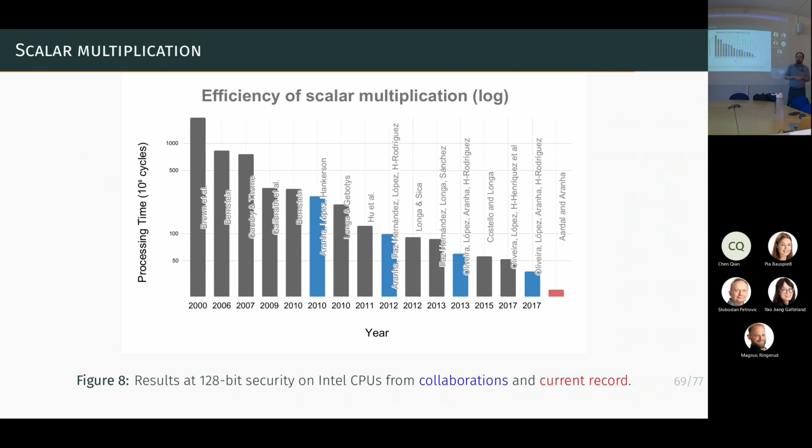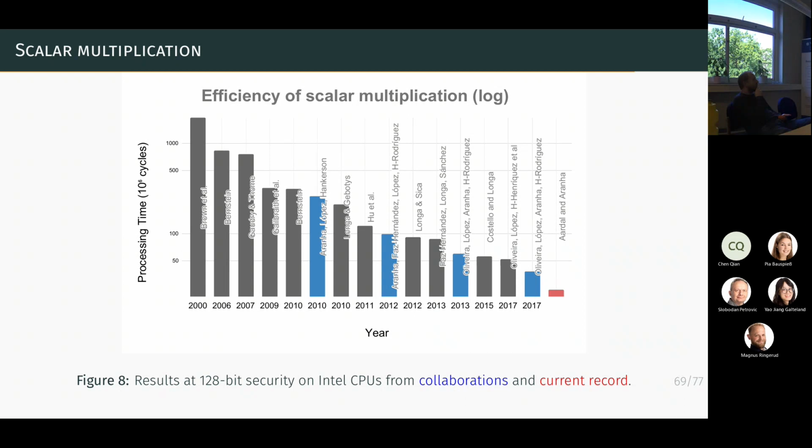So we went from more than 1 million cycles to just 24,000 cycles in less than, or more than, 2 decades, of course, 22 years. And I'm counting this in cycles. I'm not counting clock time, of course, because that would not be fair due to frequency differences, right?